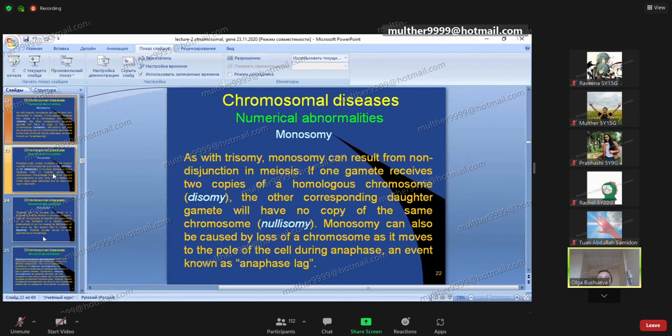As with trisomy, monosomy can result from non-disjunction in meiosis. If one gamete receives 2 copies of a homologous chromosome, disomy, the other corresponding daughter gamete will have no copy of the same chromosome, so-called nullisomy. Monosomy can also be caused by loss of a chromosome as it moves to the pole of the cell during anaphase, an event known as anaphase lag.